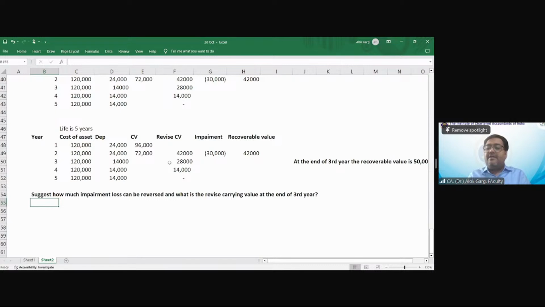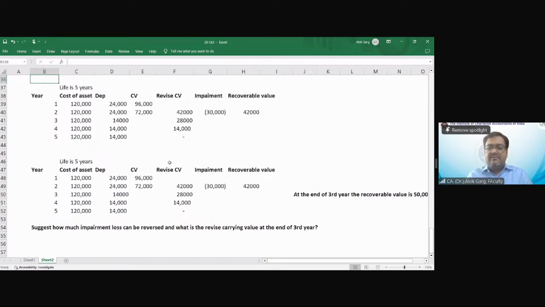Is the question clear? सबको clear है? Whether the question is clear to everyone? Yes, sir.